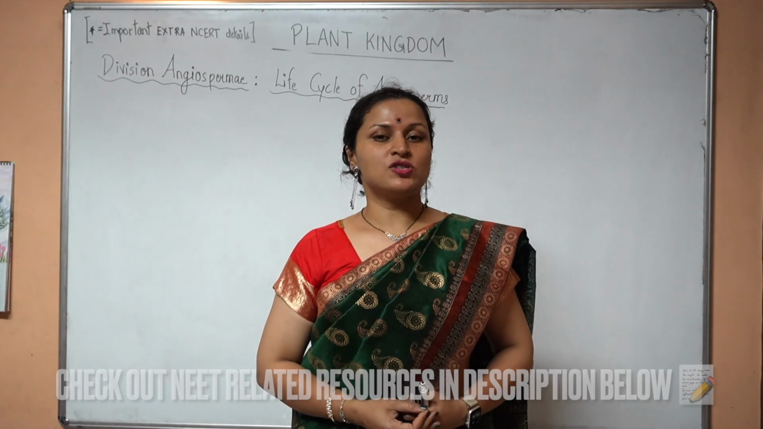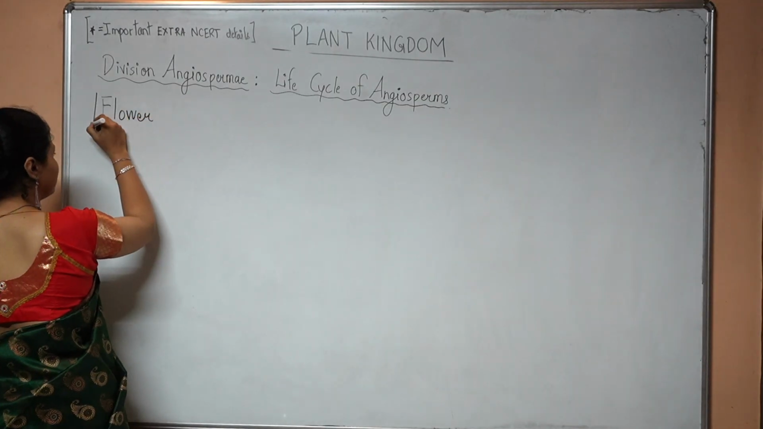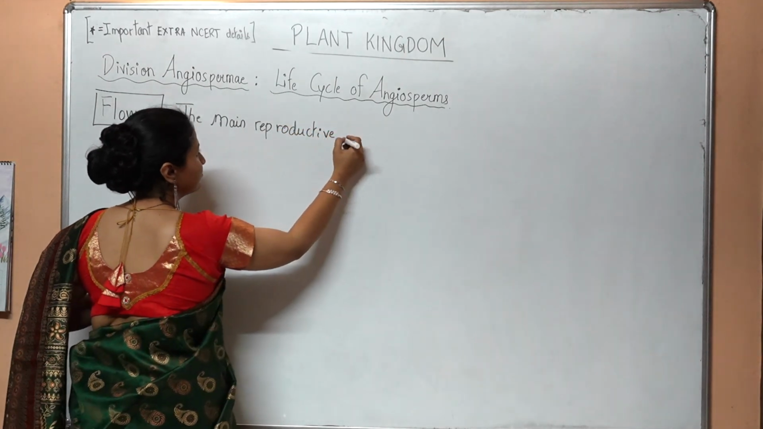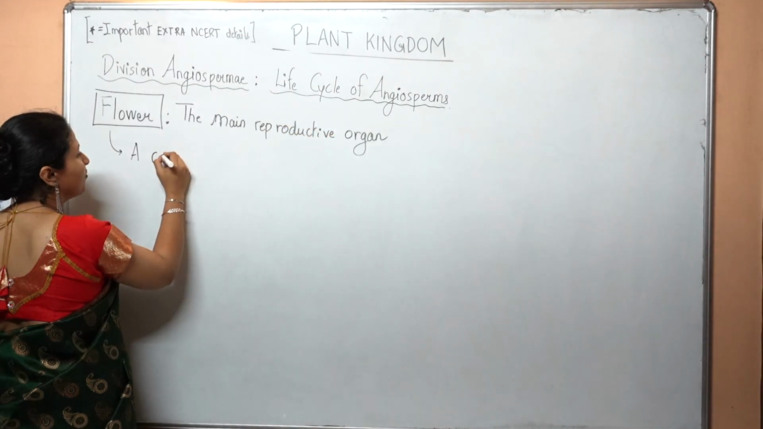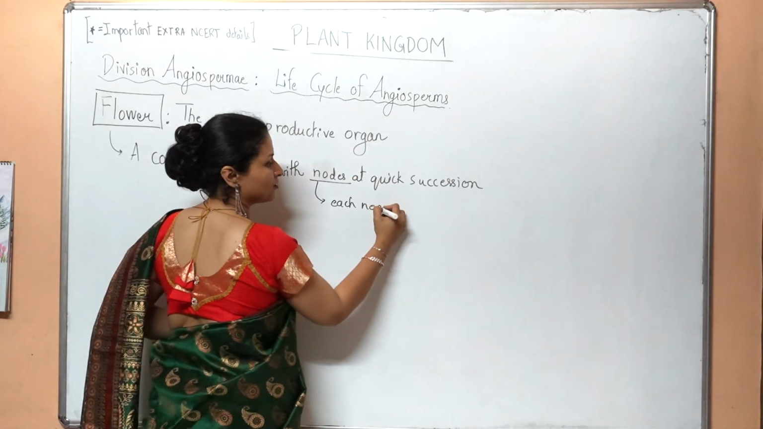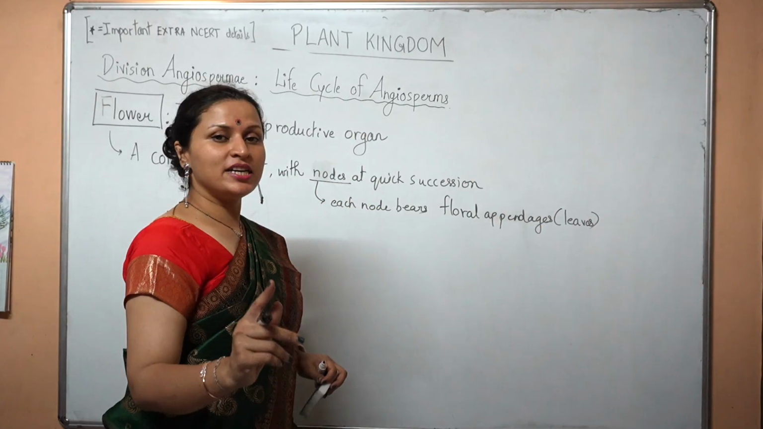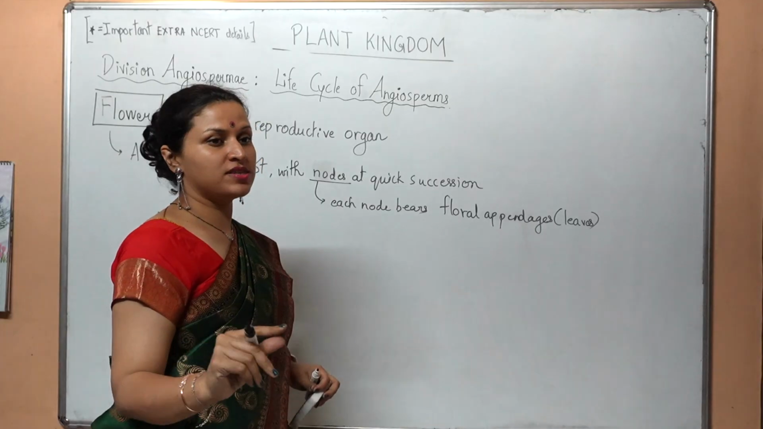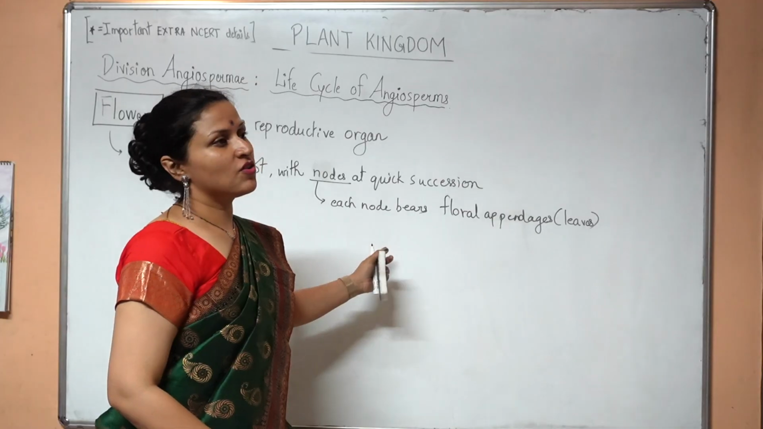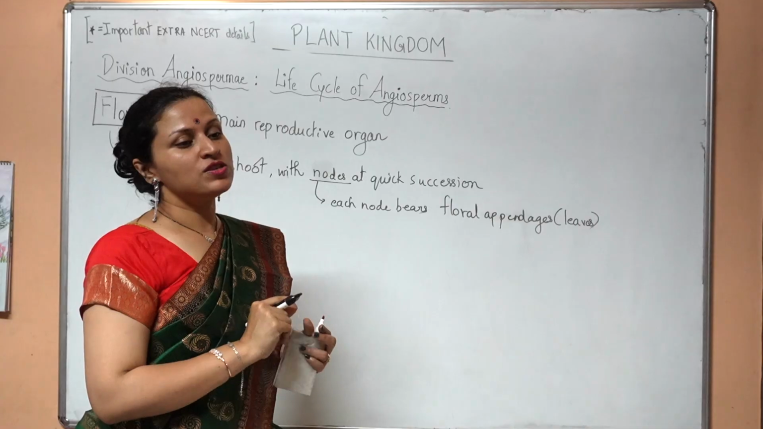The main plant body in angiosperms is the sporophyte with true roots, true leaves and true stem. Flower is the main reproductive organ. A flower can be defined as a compressed shoot with nodes in quick succession. Each node bears floral appendages, which are actually leaves, because the leaf always emerges out from the node of the stem, not from any random place. So if these floral appendages are leaves, that means the flower is a compressed shoot with nodes in quick succession.